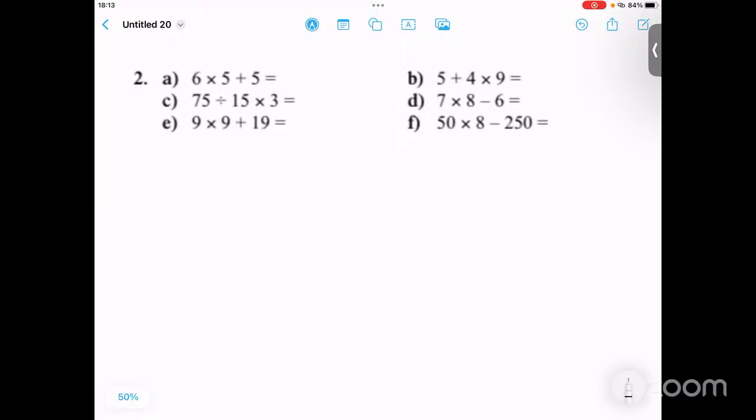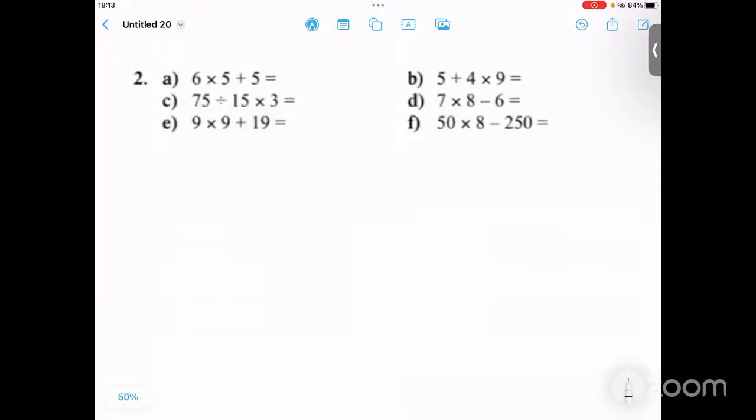So the first one that we have here is 2a, and remember, BODMAS is something that you're going to carry throughout your entire mathematical life. For as long as you're living and working with numbers, you will always work with multiplication, addition, subtraction, brackets, and everything. You always work with BODMAS. 2a says 6 multiplied by 5 plus 5.